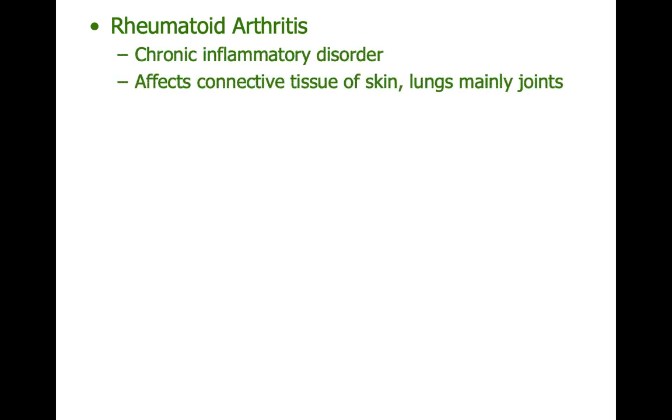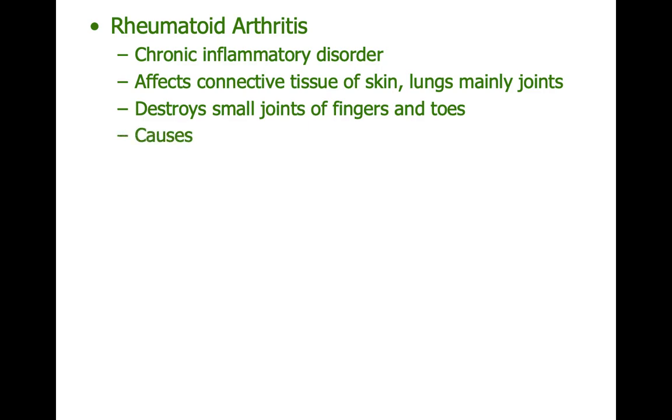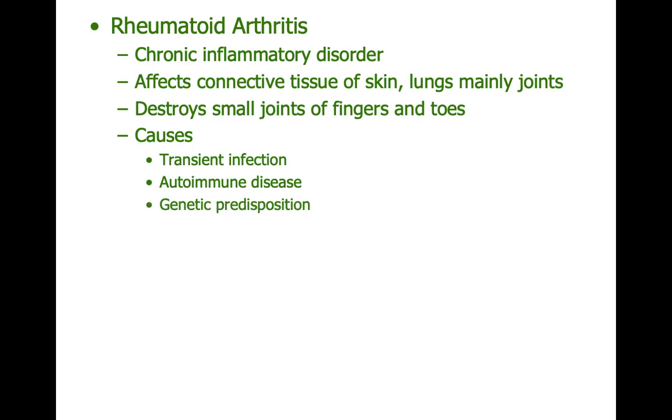Next, we have rheumatoid arthritis. This is a chronic inflammatory disorder. It affects the connective tissue of the skin, the lungs, but mainly the joints. It destroys the small joints of the fingers and toes. Causes, well, there are several. It can be a transient infection, which triggers an autoimmune response. It could be a genetic component of an autoimmune disease. You could simply have a genetic predisposition that it's in your genes to show this trait of rheumatoid arthritis.